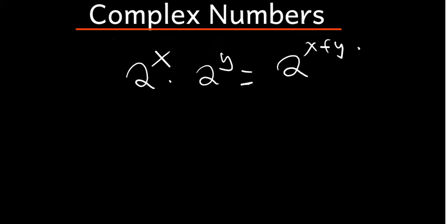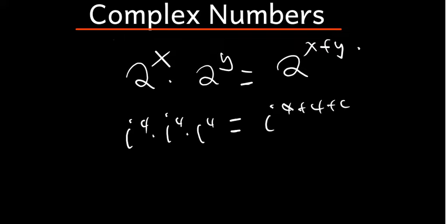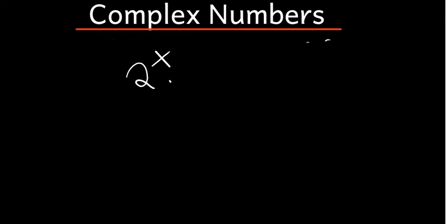Did you do this? This is indices. So if I say i to the power 4 times i to the power 4 times i to the power 4, this is the same as adding the powers. So it's going to be i to the power 4 plus 4 plus 4, which is 12. So it's going to be i to the power 12. If you get it, okay, perfect. Now, how do we tend to add the complex numbers?